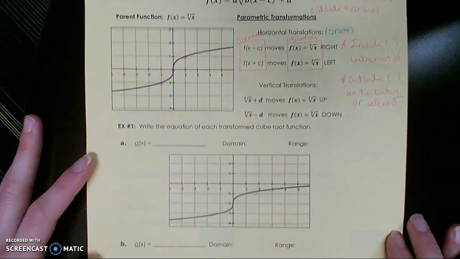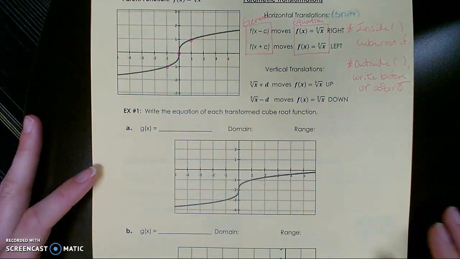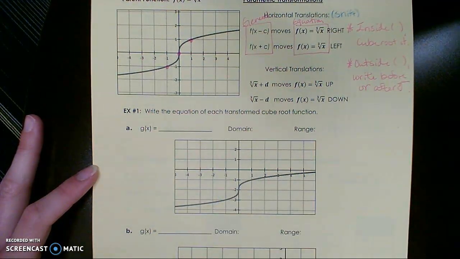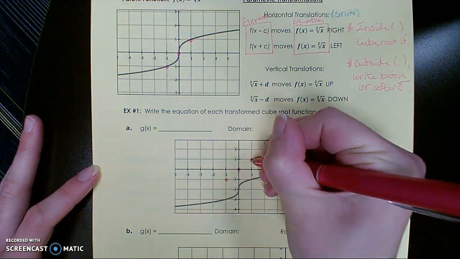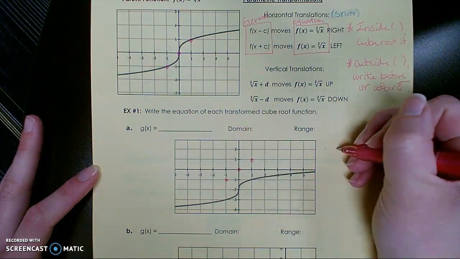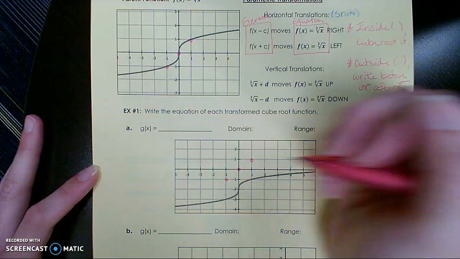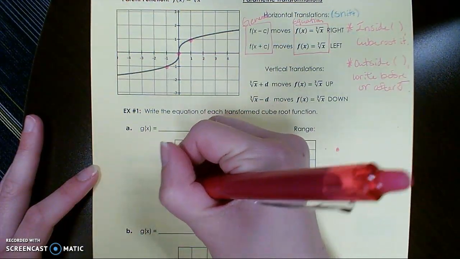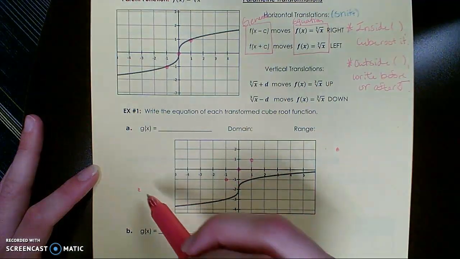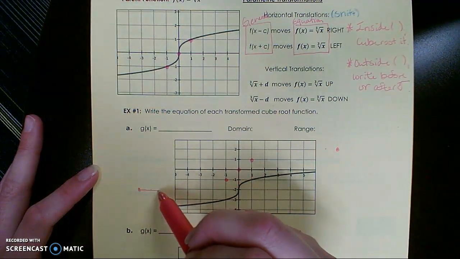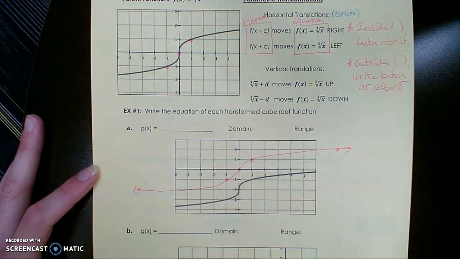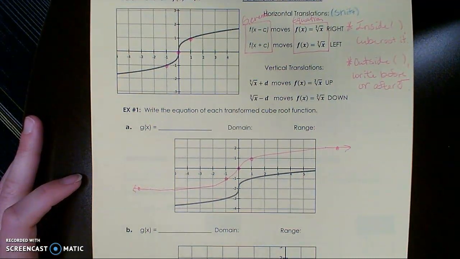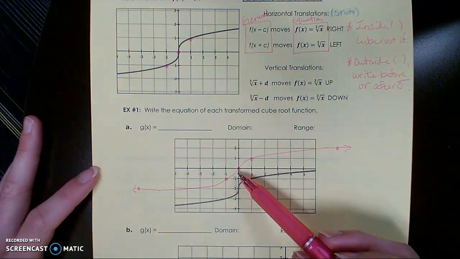So let's look at example 1. I'll try and keep that up on the screen so that you can see it. Let's look at example 1a. It says write the equation of each transformed cube root function. Well, before I do that, it might be a good idea to show my parent function. So this is what my parent function looks like. And we need to figure out the difference between the parent function and this function.